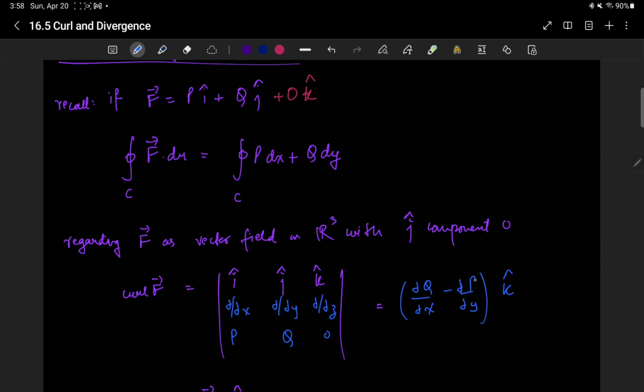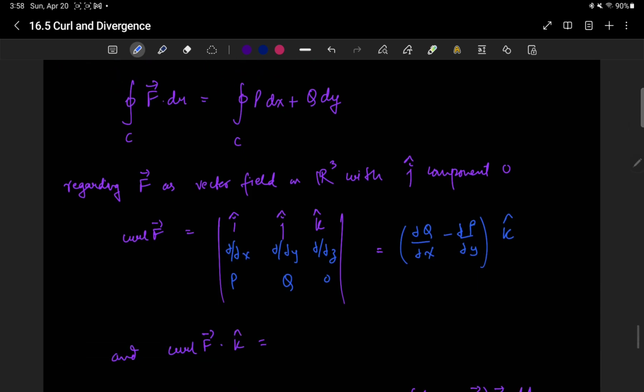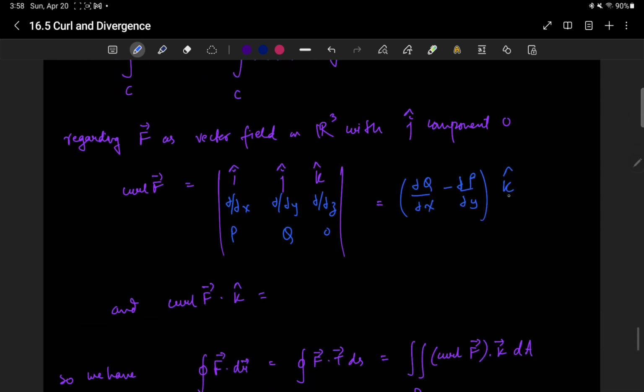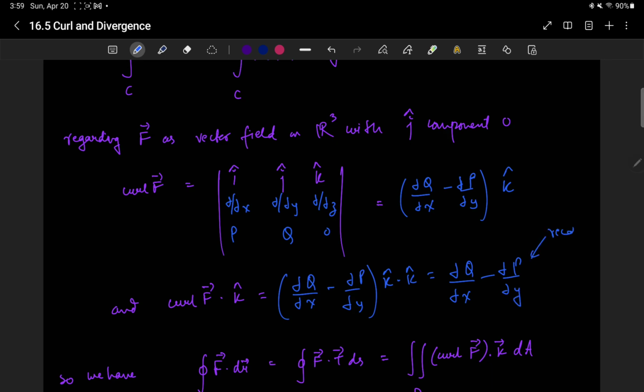And if you recall, this is very similar to an expression that we had in Green's theorem. Now, if I take a dot product of this with k, then this is del Q over del x minus del P over del y, k dot k, which is just 1 because the dot product of parallel unit vectors is 1, as their magnitudes are 1. So this becomes the expression del Q over del x minus del P over del y, which is, recall, what we have in Green's theorem.